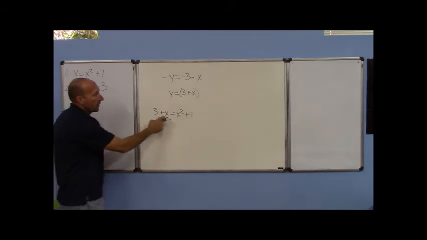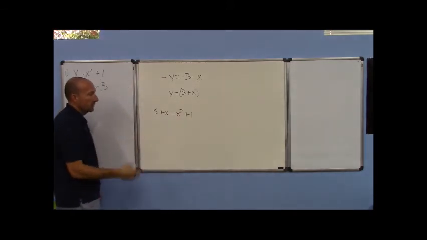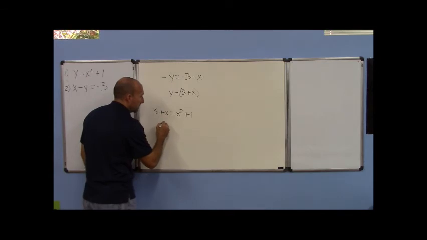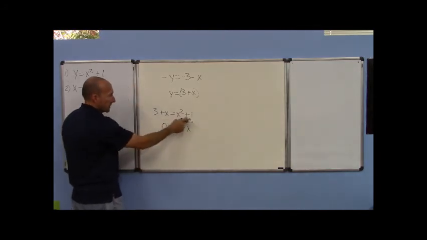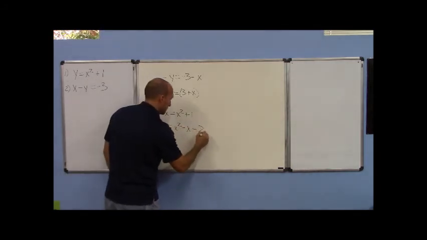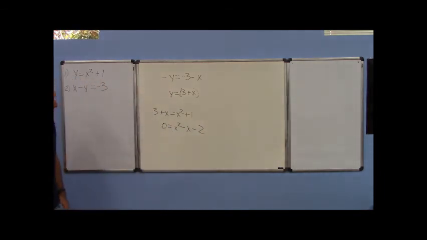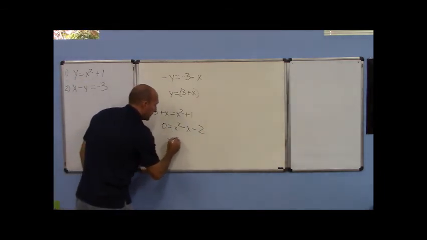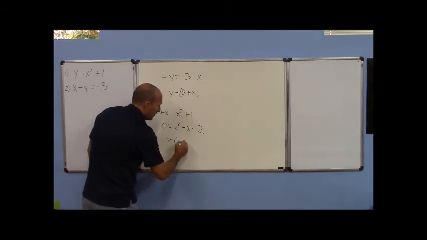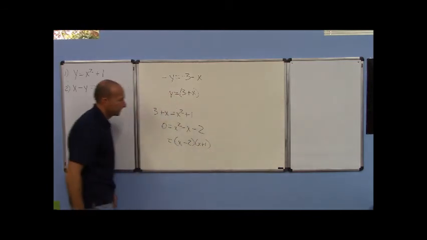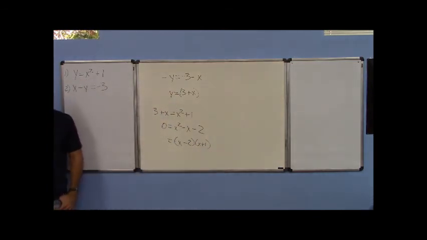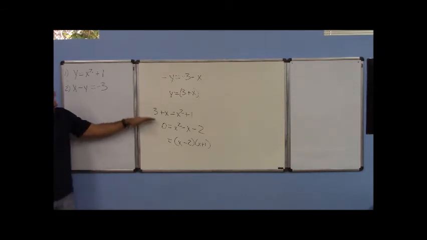All right, we need to be moving all of these over because this is going to end up equaling 0. So we have 0 equals x squared minus x minus 2. Okay, so then we have x minus 2 times x plus 1. This is what we have here. Does everybody see how we went from here to here?